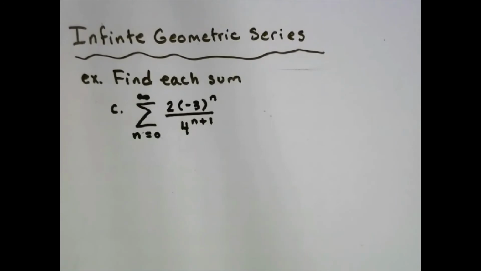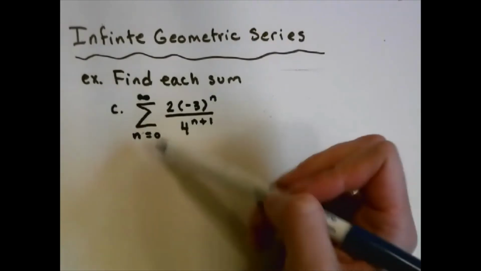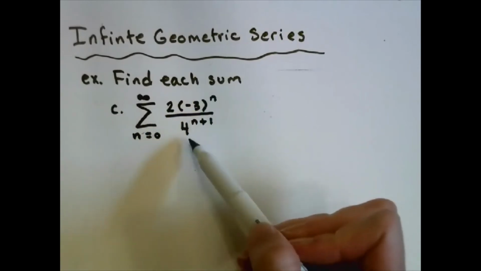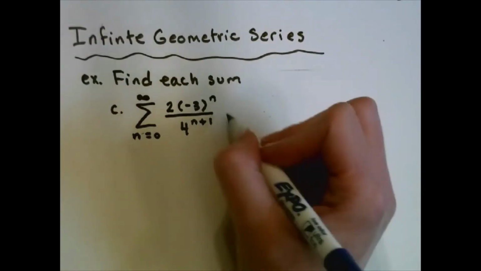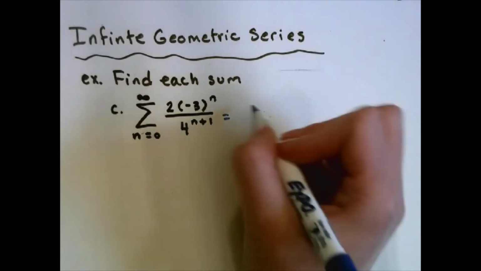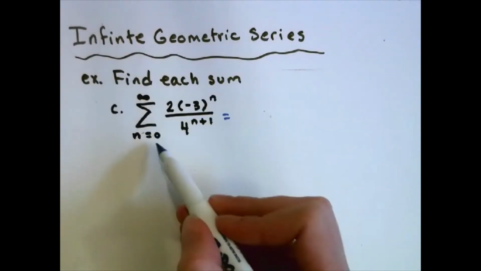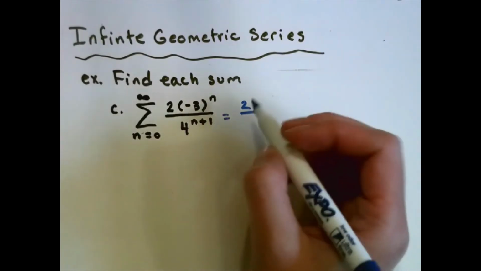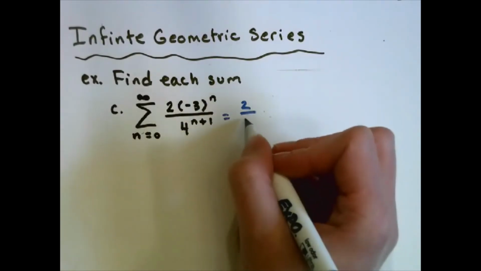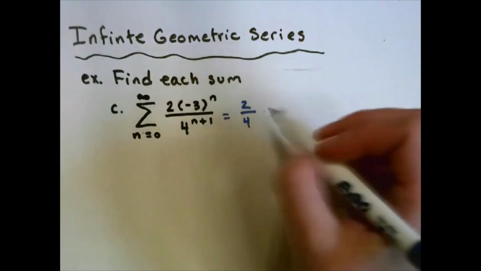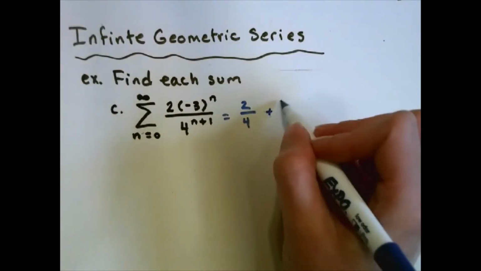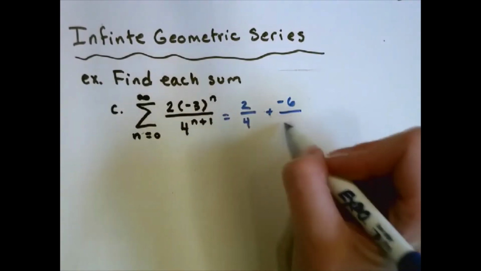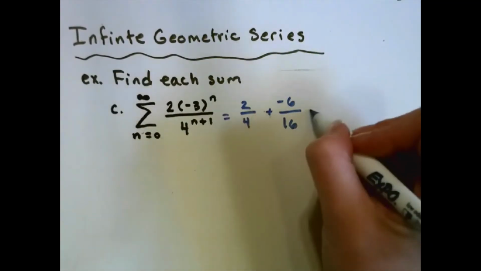Alright, so here's my next one. We've got the sum from n equals 0 to infinity of 2 times negative 3 to the n over 4 to the n plus 1. So again, writing out some of the terms so we can see what's going on. So if we start with 0, we're going to end up with a 2 on the top and a 4 on the bottom. We're going to end up with a negative 6 on the top when we raise this to the 1. We're going to have a 16 on the bottom.